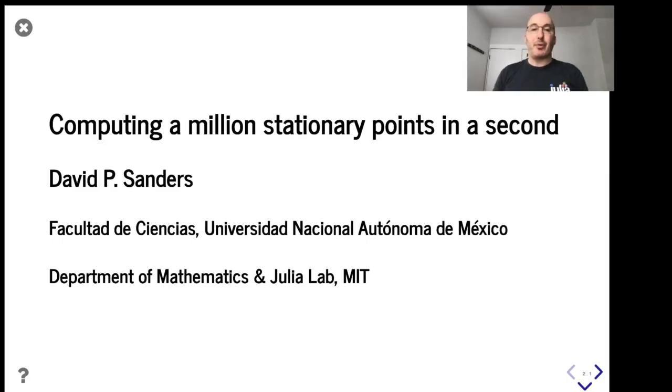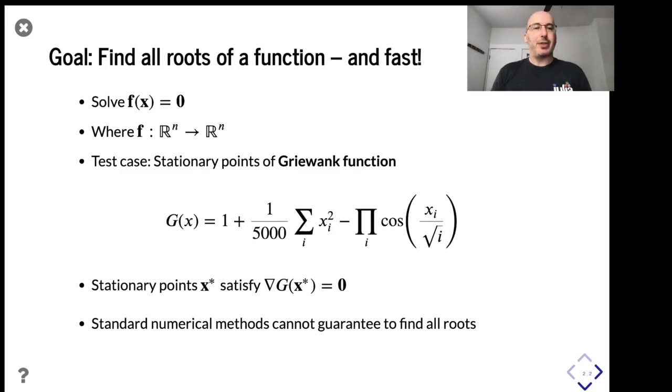I'm David Sanders. I'm going to talk about how to compute 1 million stationary points in a second. And to do this, we'll be using the GPU. Let's remind ourselves that a root of a function is a value of x such that f of x equals 0. And f here is a function from Rn to Rn.